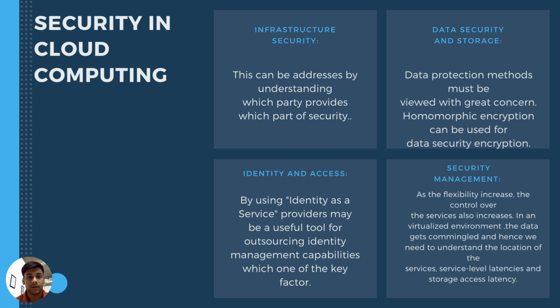So we have 4 points here. Infrastructure security. This can be addressed by understanding which party provides which part of the security. Other one is data security and storage. Data protection method must be viewed with great concern. Homomorphic encryption can be used for data security encryption.